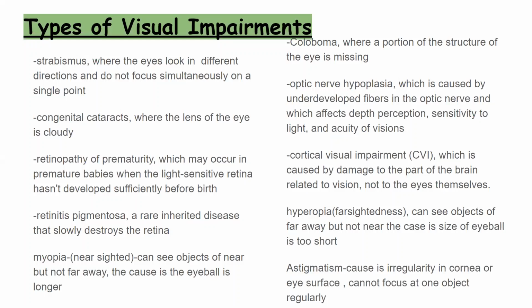And then cortical visual impairment, known as CVI, which is caused by damage to the part of the brain related to vision, not to the eyes themselves. Hyperopia, farsightedness, can see objects far away but not near. The cause is that the size of the eyeball is too short. And astigmatism, the cause is irregularity in the cornea or eye surface that cannot focus on one object regularly.